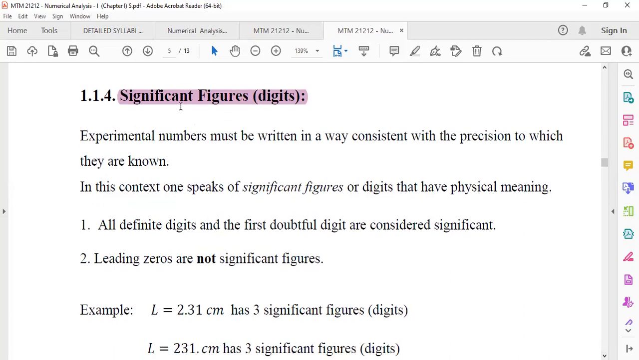Okay, let's see. Significant figures. Experimental numbers must be written in a way consistent with the precision to which they are known. What do you mean by consistent? Consistent means how they are acting, how accurately they are needed. And precision means accurate. You can find these terms' synonyms also. Experimental numbers, what do they mean?